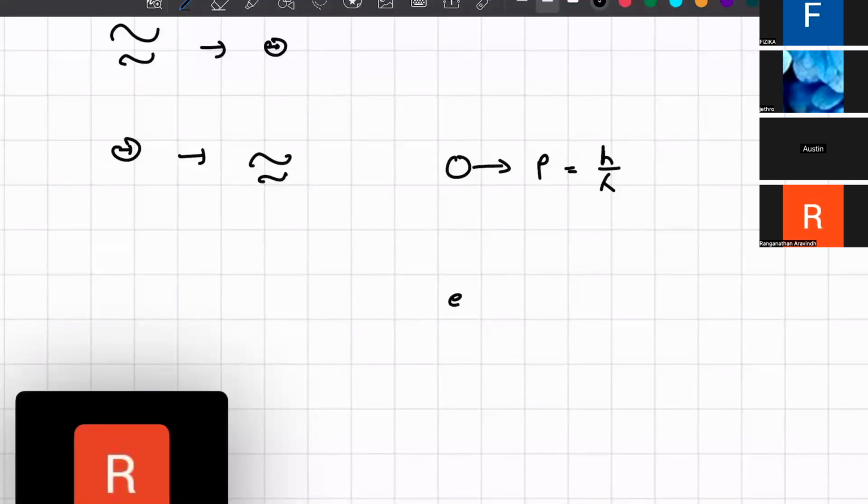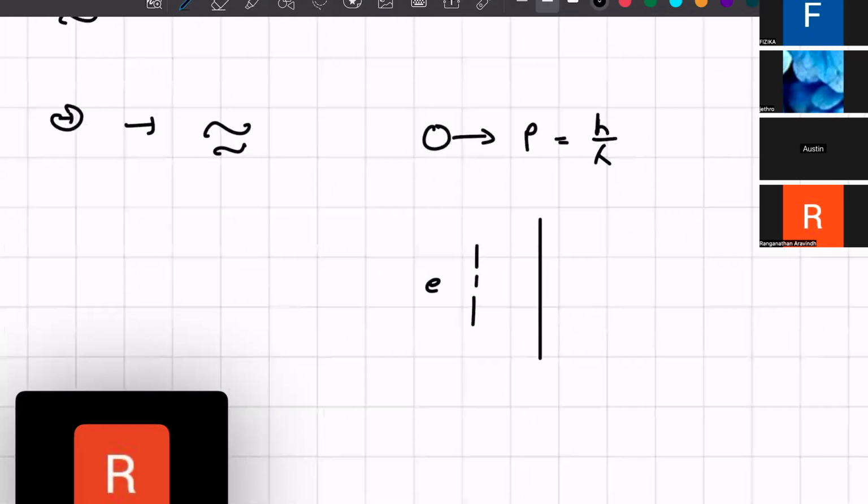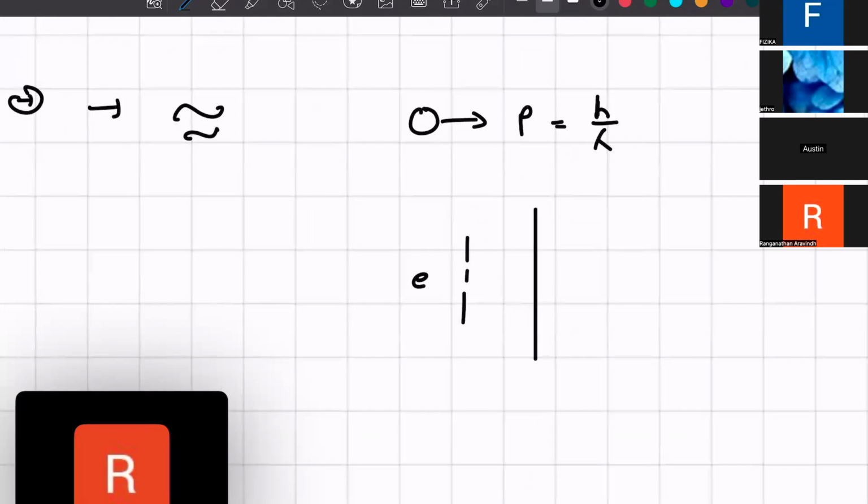It's true that when you shoot electrons at a double slit, you also get a diffraction pattern. So in this case, you would need to convert your electrons into a matter wave, and that's how you find your diffraction pattern. How you do that is you find the momentum of each electron.